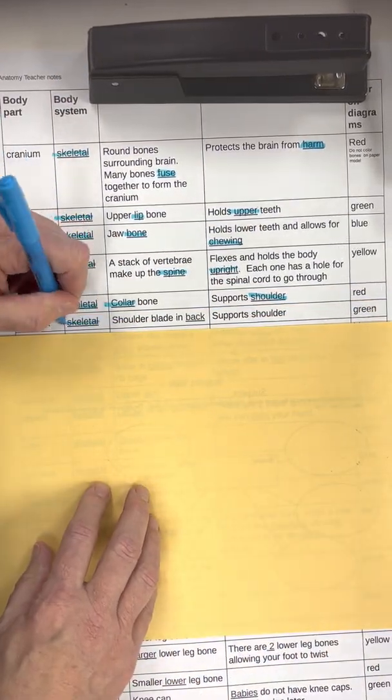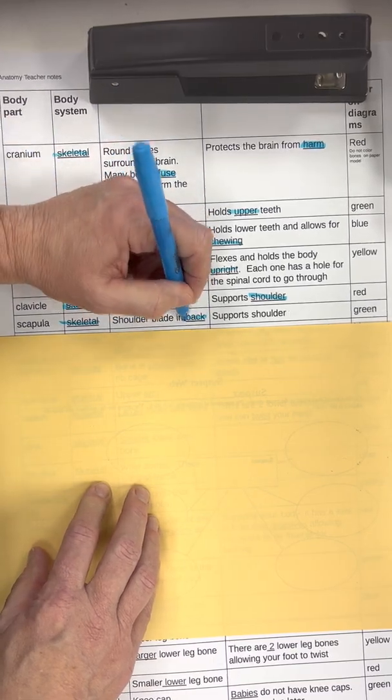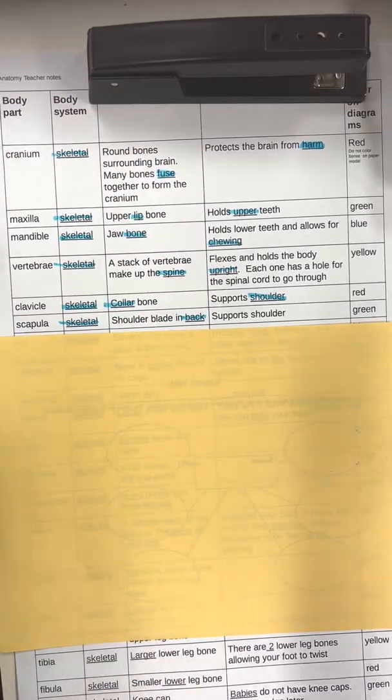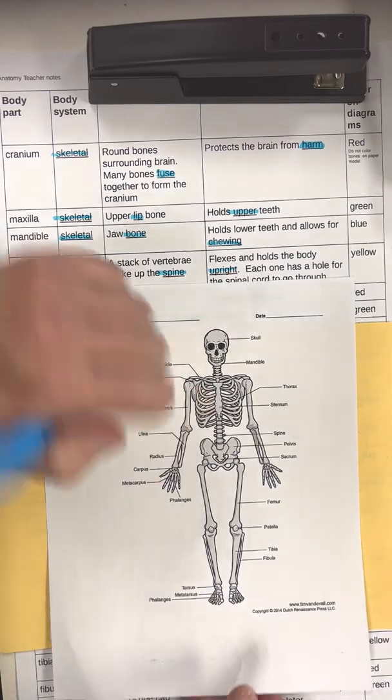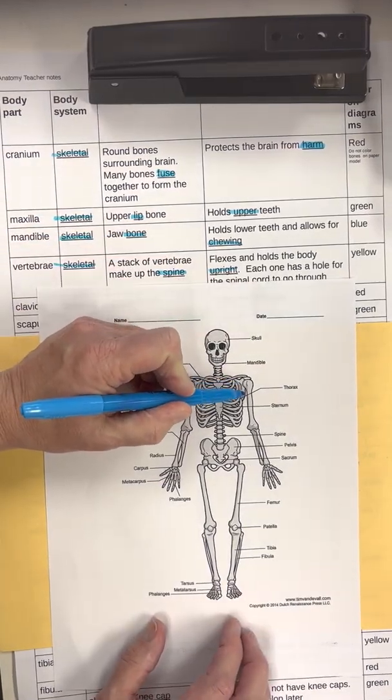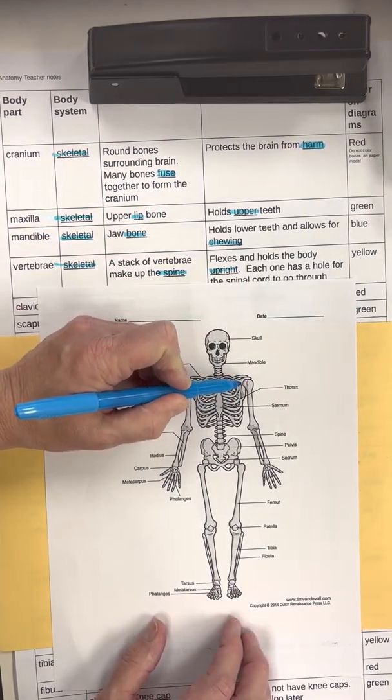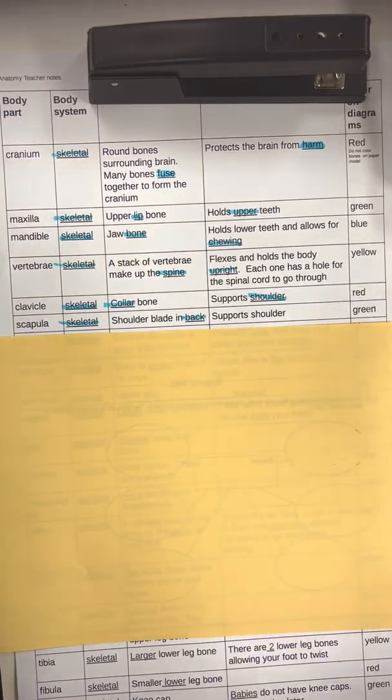Scapula, skeletal. The shoulder blade in the back. It supports the shoulder. This is a front view, but you can kind of see it. It's where your arm goes into. And that's back there.